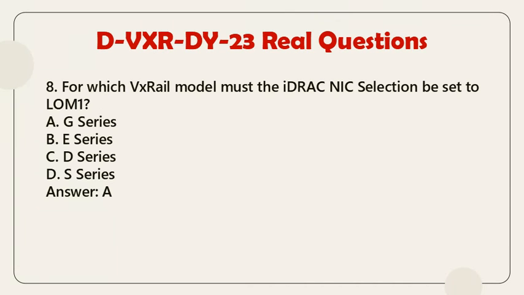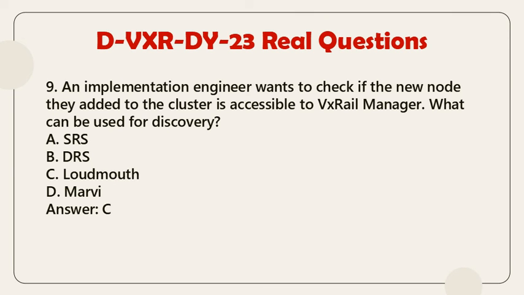8. For which VxRail model must the iDRAC NIC selection be set to LOM1? A. G series. B. E series. C. D series. D. S series. Answer: A.